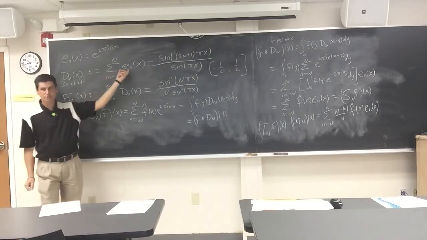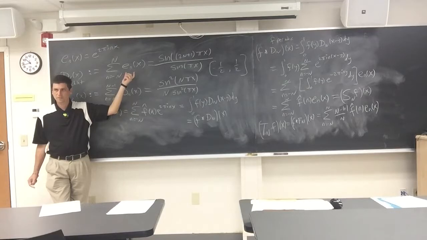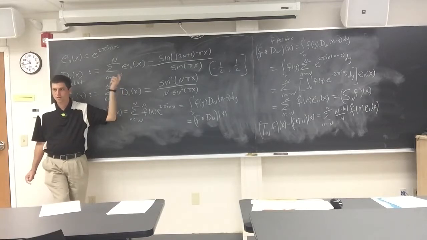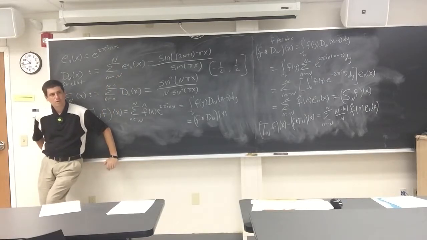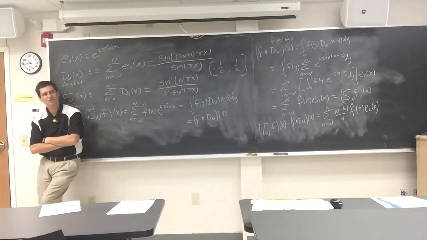So when you look at all these integrals, what's the integral of e_n of x? Cosine 2 pi nx plus i sine 2 pi nx. What are those integrals? Isn't this sine term always going to be 0? So the sine term is almost always going to be 0. There's only one time when the integral of the sine will not be 0. For which n?